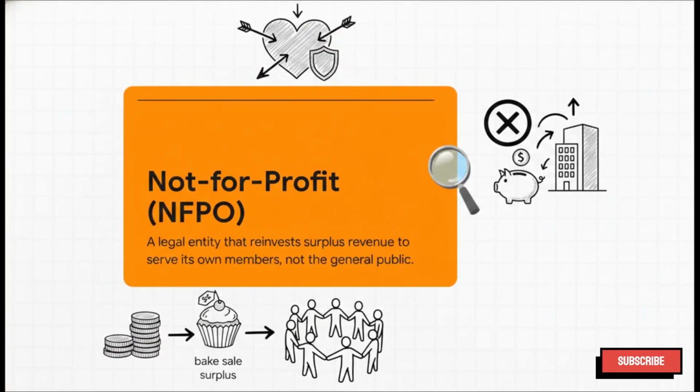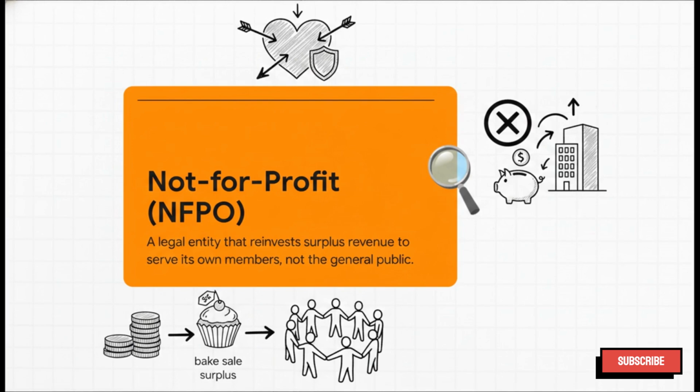So what are we actually talking about here? Well, a not-for-profit organization, or an NFPO for short, is basically a legal entity where absolutely nobody takes home the profits, right? There are no owners in the traditional business sense, you won't find any shareholders, and there are definitely no dividends getting paid out. If your group makes a little extra money, say from member dues or a bake sale, what we call a surplus, every single penny of that has to be reinvested straight back into the organization to support its main mission.